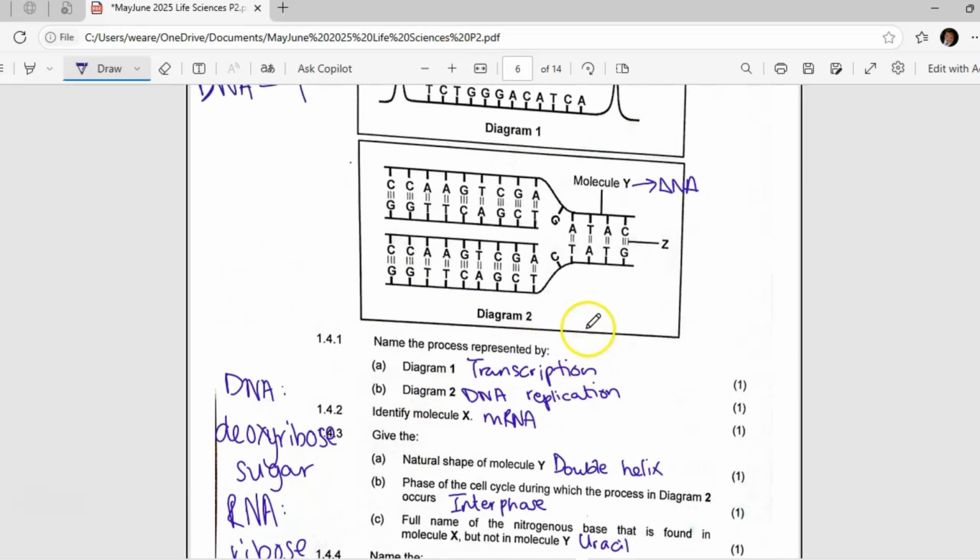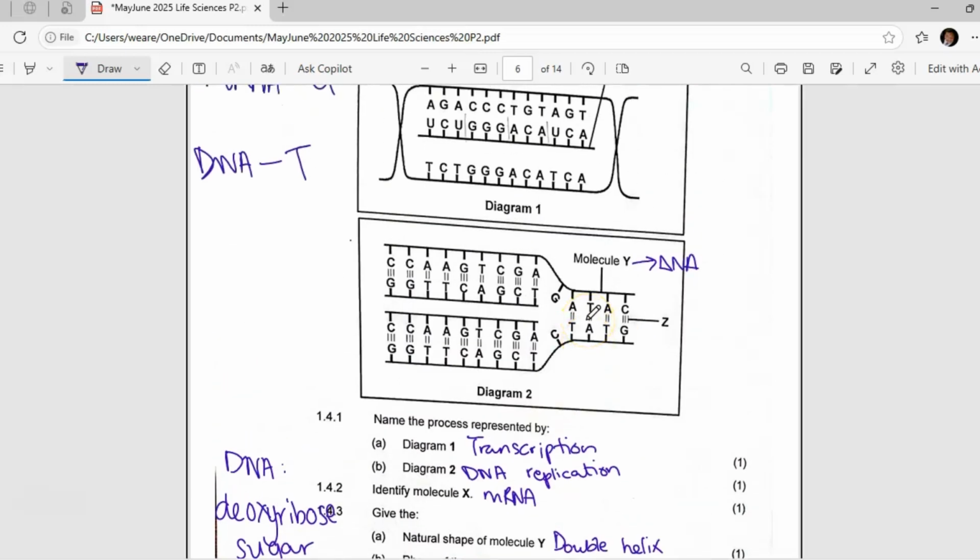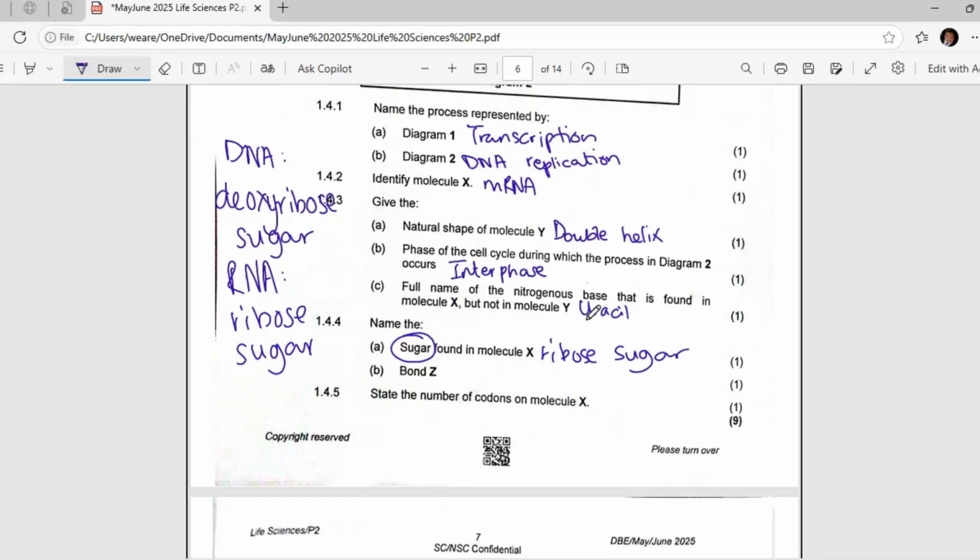Then we look at bond Z. Bond Z, now the bond here between two nitrogenous bases is always a weak hydrogen bond. It is a weak hydrogen bond, right? A weak hydrogen bond.